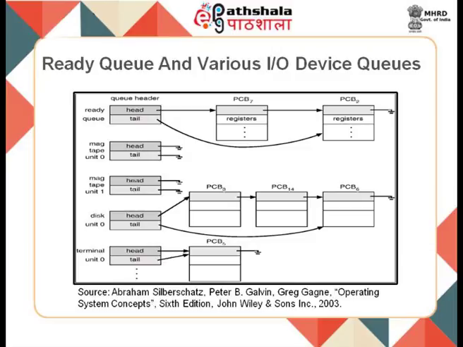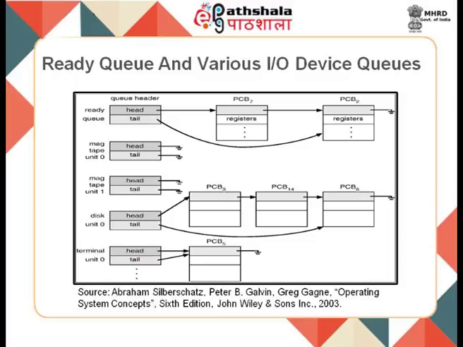This diagram shows how the process moves. You have the ready queue, there is a header, and there are PCB 7 and PCB 2 in this ready queue, which means processes 7 and 2 are in this ready queue. There is a head that points to the first process in the queue and a tail that points to the last process in the queue, and each process has a pointer to the next process in the queue.